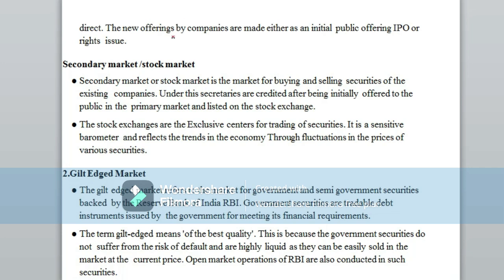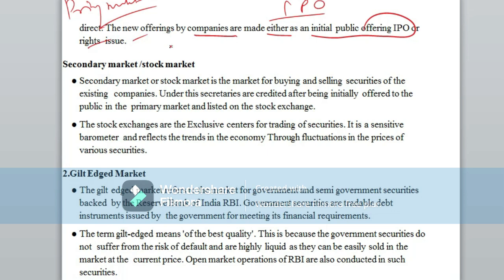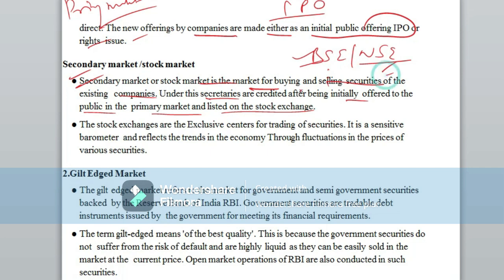And what else does the primary market do? Primary market offerings by companies are made either as an initial public offering, IPO, or as a rights issue. The secondary market or the stock market is a market for buying and selling securities of the existing companies, after being initially offered to the public in the primary market, listed on the stock exchange. So whatever is registered on the BSE or National Stock Exchange comes out in the secondary market. And the stock exchanges are exclusive centers for trading the securities. It is a sensitive barometer that reflects the trend of the economy through fluctuations in the prices of various securities. Keep it in your mind.